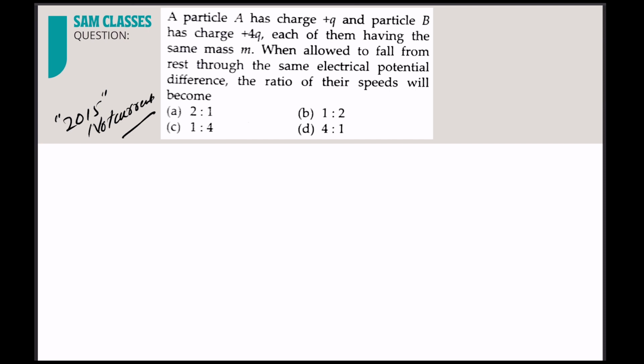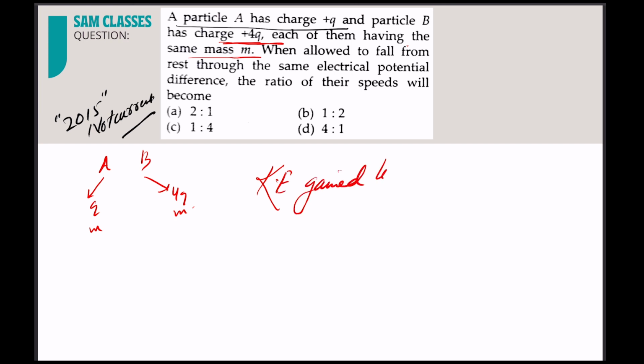Now, a particle has charge q and the other has charge 4q. Each of them has the same mass m. Let's say A has charge q, B has charge 4q, and both have mass m, when allowed to fall from rest through the same electric potential. Here everybody needs to understand this formula is very, very important, and we'll be using it a lot in your modern physics. What is the formula? Kinetic energy gained by a body when accelerated by a potential V.